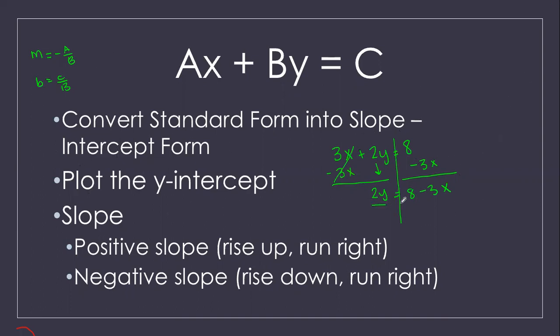Divide it. Perfect. Or divide it because it's multiplied to y. And when I do that, that gives me y equals 8 divided by 2 is 4. Negative 3 divided by 2 is negative 3 over 2. I'm not going to try to reduce that. x. So then my y-intercept is positive 4, and my slope is negative 3 over 2.